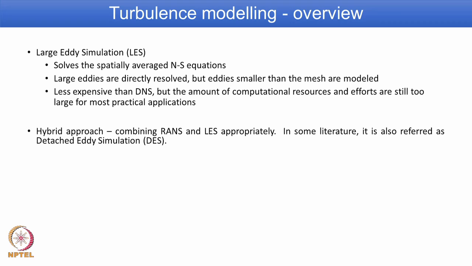There is an alternative approach, known as the hybrid approach, where you can combine RANS and LES appropriately. Depending on how they are combined, you get a solution, and this is called the hybrid approach. In some literature they call it by a special name, what is known as detached eddy simulation, otherwise DES. We have three approaches: RANS, LES and DNS, and in between there is the hybrid approach strategy.